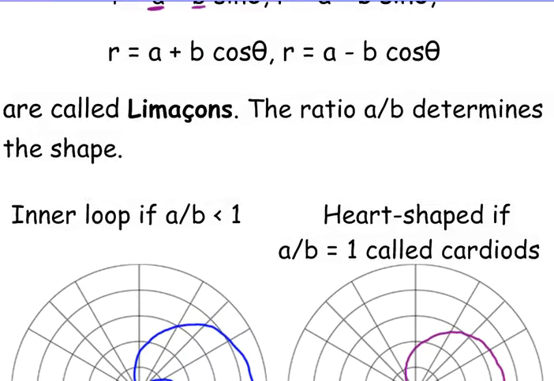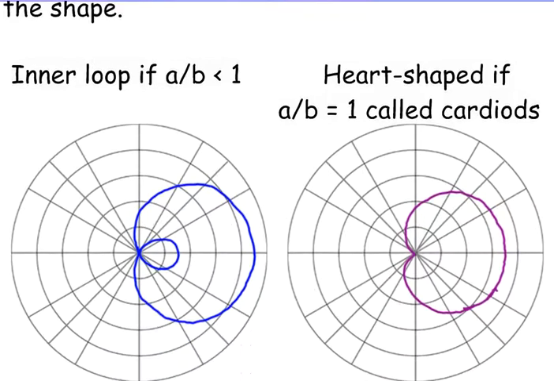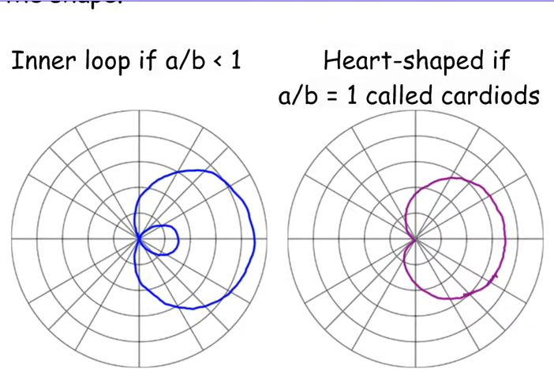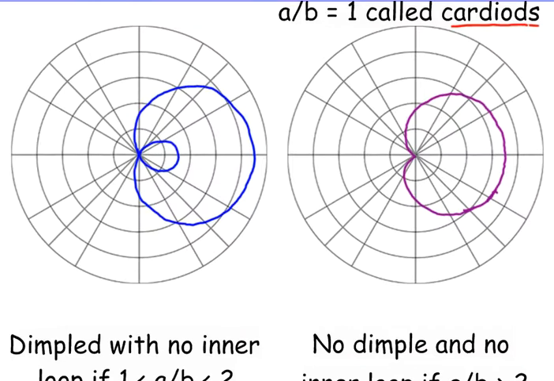There are 4 different types of limacons that we can have. A limacon has an inner loop if a divided by b is less than 1. It's heart-shaped if a over b equals 1. And since they are heart-shaped, they have a special name. We call them cardioids, cardiac. Look for those root words. Those are called cardioids. Notice it comes to a point right here and has that kind of bubble coming out.